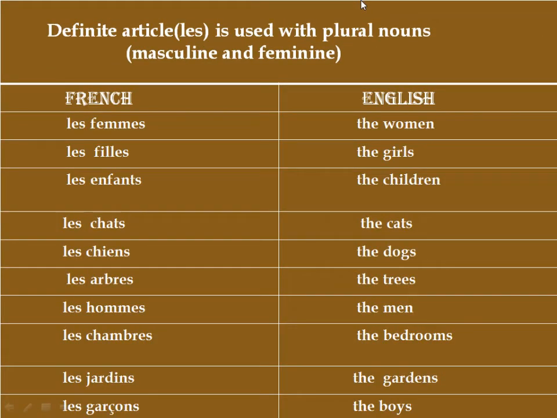Now, definite articles which are used with plural nouns, both masculine and feminine. We use les for both masculine and feminine plural. Les femmes, the women. Les filles, the girls. Les enfants, the children. Les chats, the cats. Les chiens, the dogs. Les arbres, the trees. Les hommes, the men. Les chambres, the bedrooms. Les jardins, the gardens. Les garçons, the boys.